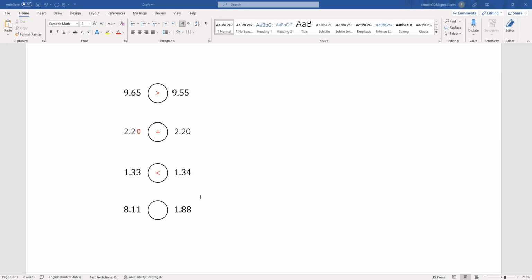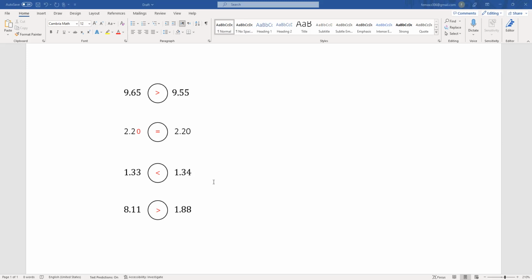Okay. The last one, I have 8.11 and 1.88. Starting from the left, I have 8 and 1. Obviously, 8 is greater than 1. Okay. So this is basically an idea about comparing decimal numbers. It is not going to be much harder than this.